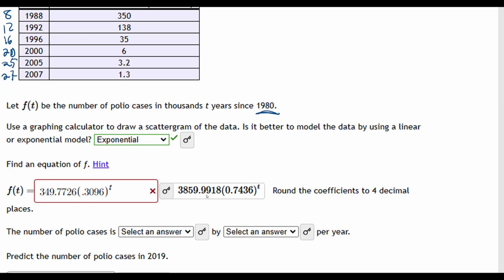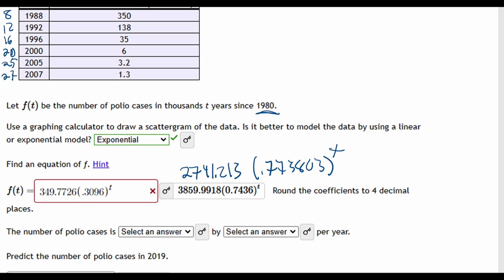This is the tough thing, because these are slightly different numbers. What I had come up with is what they came up with, and they probably used a TI calculator, but I came up with 2741.213 times 0.773803 to the t power.